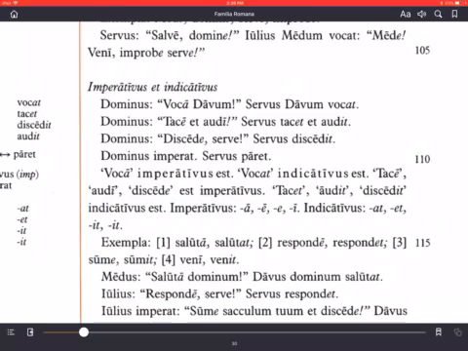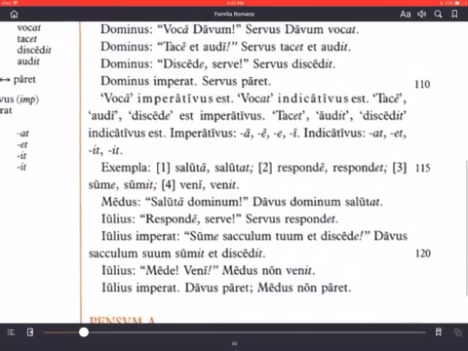Exempla, examples. Saluta, salutat. Greet, and then he, she greets. Responde, respondet. Answer as a command, and then respondet, he answers, she answers, it answers. And then sume, sumit. Sume is pick up. Sumit, he, she, it picks up. Veni, come as a command. Venit, the indicative, he, she, it comes.